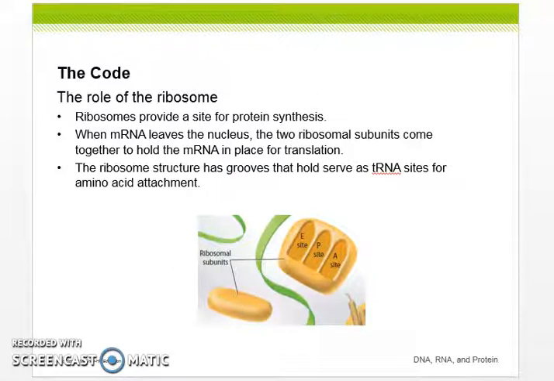Ribosomes provide a site for protein synthesis, which is our endgame. When mRNA leaves the nucleus, the two ribosomal subunits come together to hold the mRNA in place for translation. The ribosome structure has grooves that hold and serve as tRNA sites for amino acid attachment.